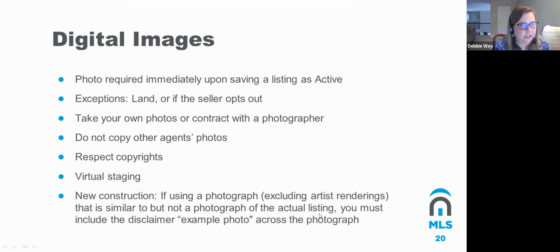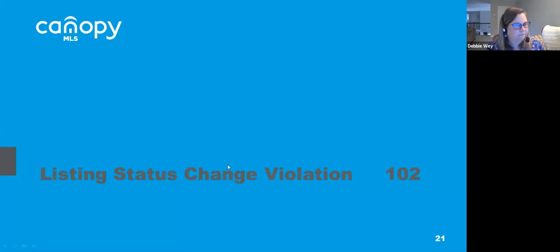And then for new construction, we do allow photographs of something that maybe they built somewhere else. That's okay. But if it's not a photograph of the actual listing, or if it's an artist rendering, you have to include on it a disclaimer that says example photo. Because we have had situations where agents go out to a property expecting to see something built, and if it's just an empty lot, they feel like they've been misled. So you do have to have example photo on anything for new construction that is not of the actual property.